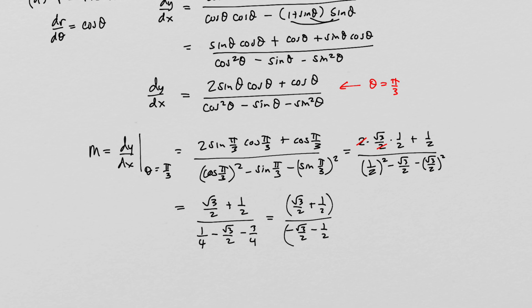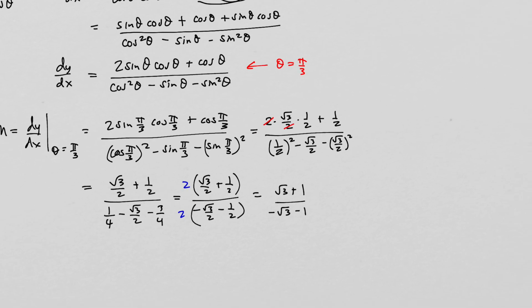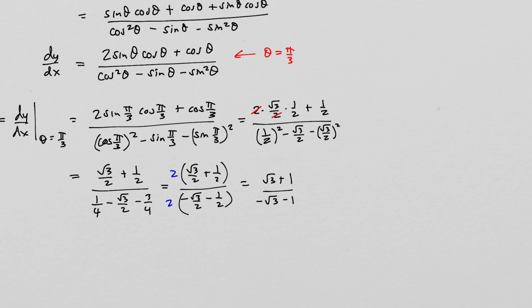So next step here, I'm just going to multiply the top and bottom by 2. This will give us radical 3 plus 1 divided by negative radical 3 minus 1. And the last step here, I'm going to rationalize the denominator. Actually, no, I can do this in a much simpler way. Never mind that. I can factor out a negative in the denominator. And will you look at that? These cancel out. And so what we have on top is a 1, and in the bottom we have a negative 1. And so the slope of the tangent line is negative 1.